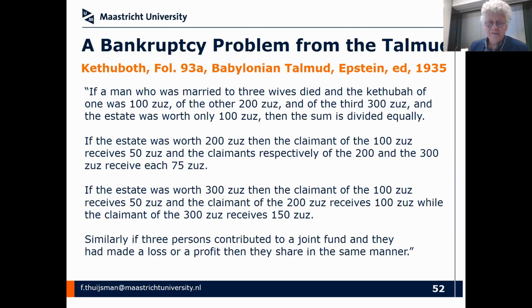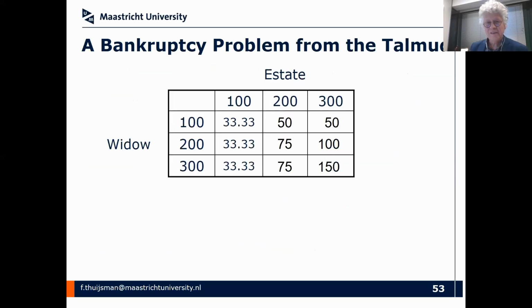If the estate, so if the bank account has 200,000 euros, then the one who claims 100 gets 50. The ones who claim 200 and 300 each get 75. And if there's 300 in the bank account, then the one claiming 100 gets 50, the second one gets 100, and the third one gets 150. So these are the numbers.